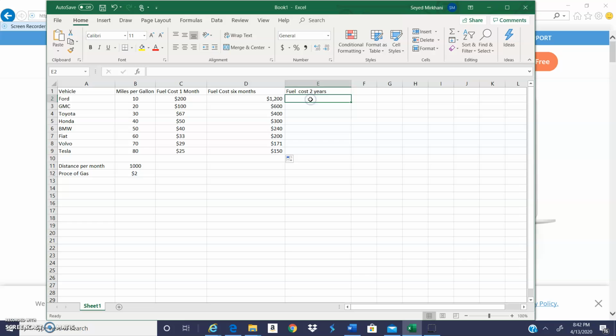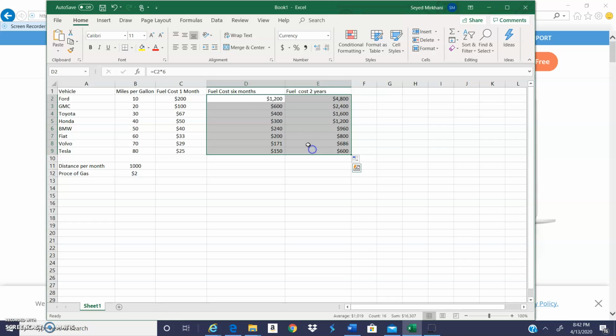Now for 2 years. If every month you pay 200, 2 years means 24 of these, so I put equal sign, this one times 24. That is 24 months. You have to pay $200 each month. That's a lot of money you pay in 2 years. And I copy that. And you see that Tesla will cost you only $800.